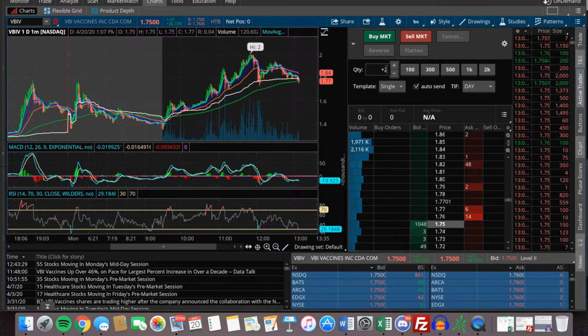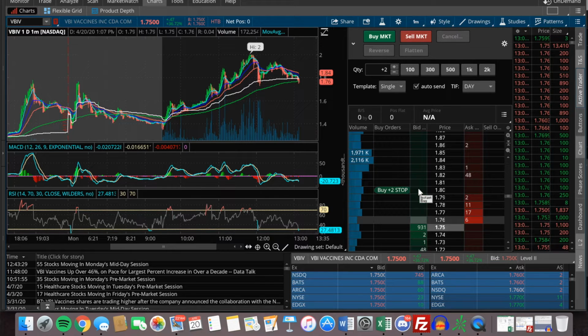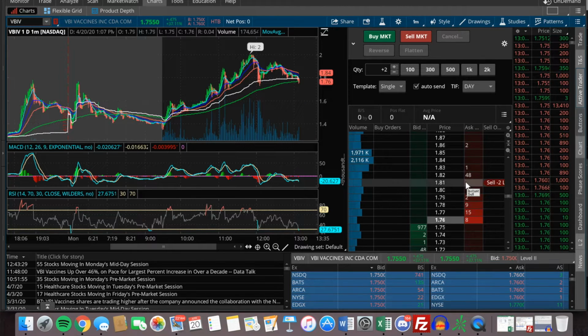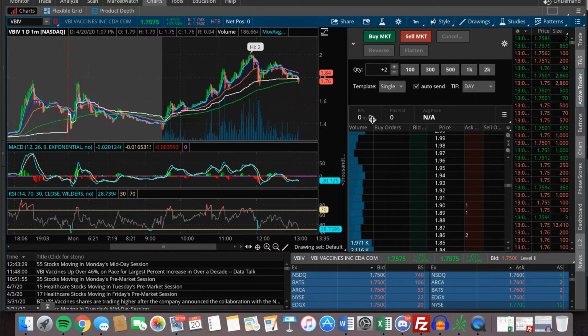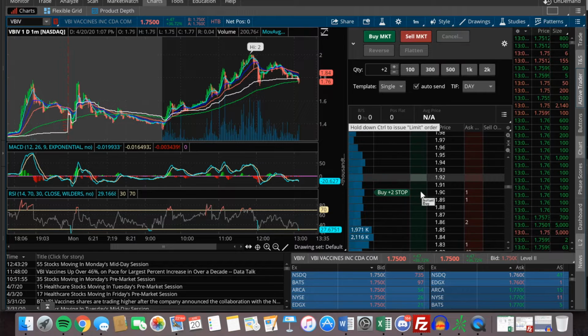So what I have here during the market hours, I like to have time in force day. Right now we're trading at 1.75. So I have 2 shares in the quantity. You can change that to whatever you would like. But if I wanted to wait for the break of 1.85, for example, what I would usually do is play 2 to 3 cents above. So I'd look to 1.87 and I would put a stop limit.